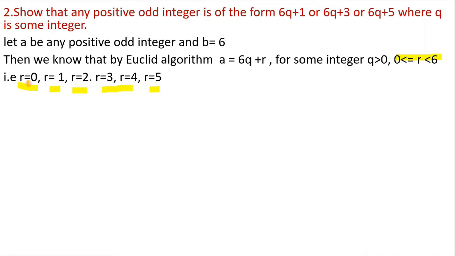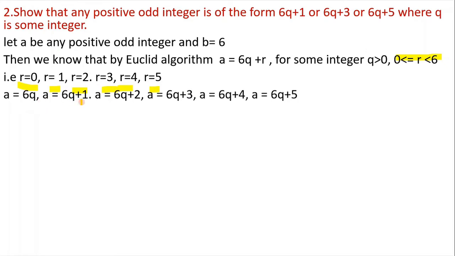When we substitute all the r values in the above equation, we get a is equal to 6q, a is equal to 6q plus 1, a is equal to 6q plus 2, a is equal to 6q plus 3, a is equal to 6q plus 4 and a is equal to 6q plus 5. This is the mixture of both even integers and odd integers. But in the question they are asking only about positive odd integers. So I want to eliminate the even integers from the mixed integers, so we get odd integers.